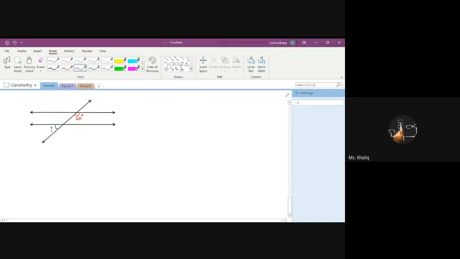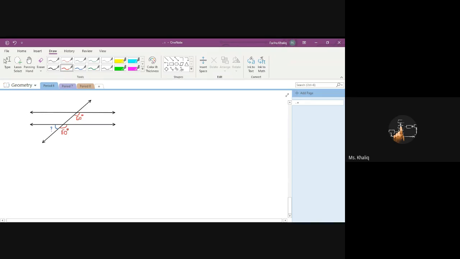So let's look into some of our relationships with the transversal that we went over last time. If this is my transversal, angles being on the same spot we refer to as corresponding angles. So I would say this angle corresponds to this angle here. We said that corresponding angles are congruent, making this angle 60 degrees as well.